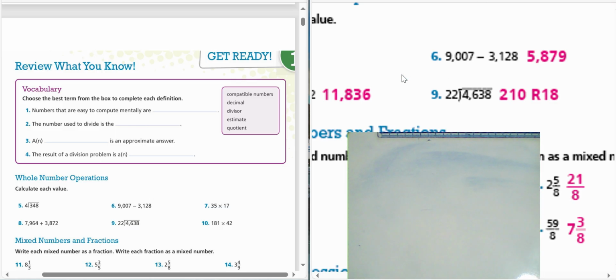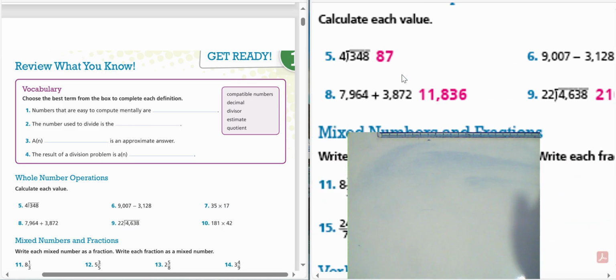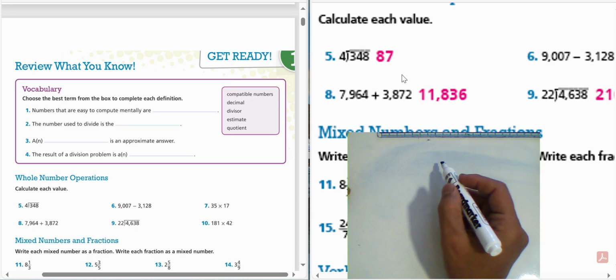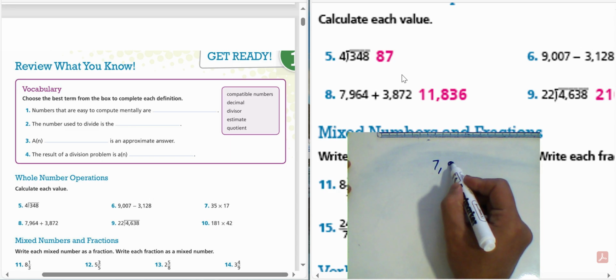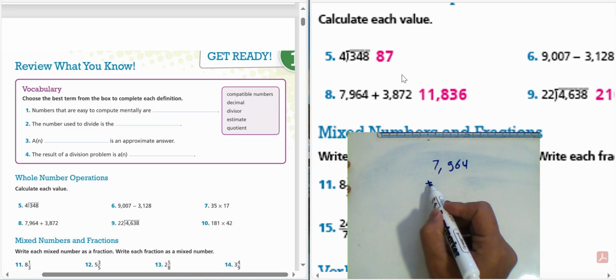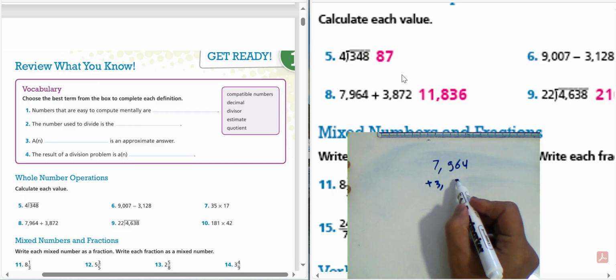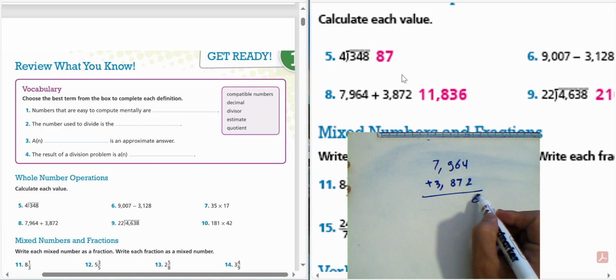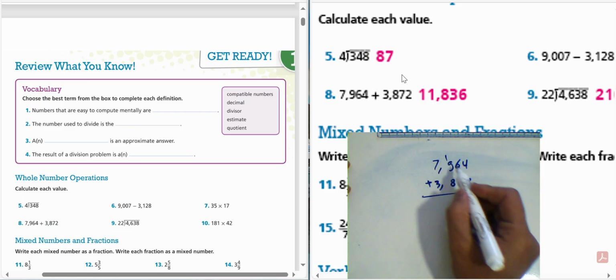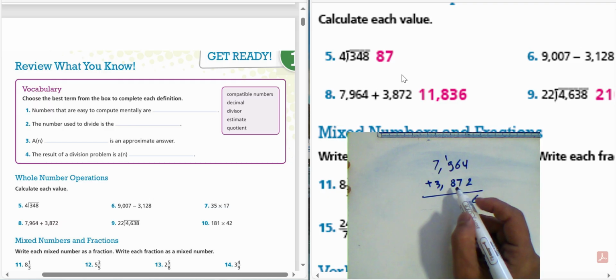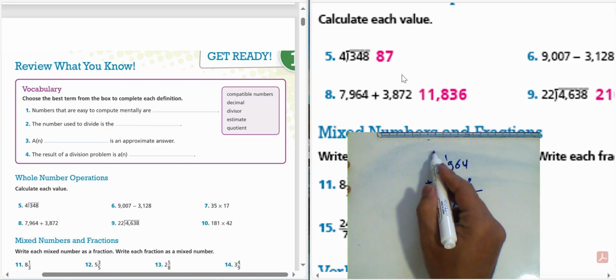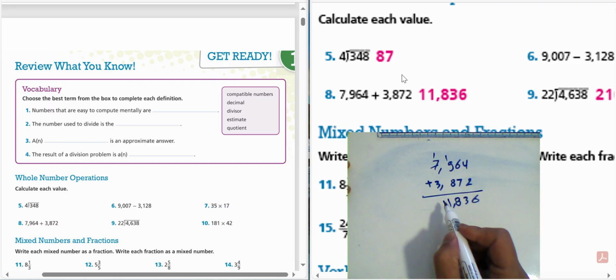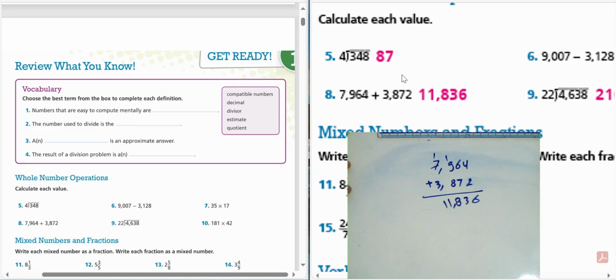Next question, number 8. We have 7,964 added to 3,872. 4 plus 2 equals 6. 6 plus 7 equals 13. Write 3 and carry up 1. 9 plus 1 is 10. 10 plus 8 is 18. Write 8 and carry up 1. 7 plus 1 is 8. 8 plus 3 equals 11. The result will be 11,836.